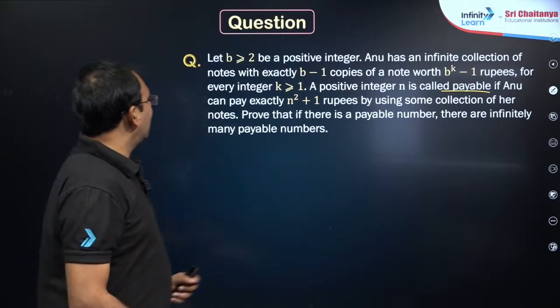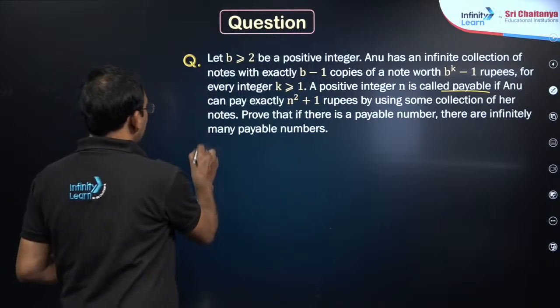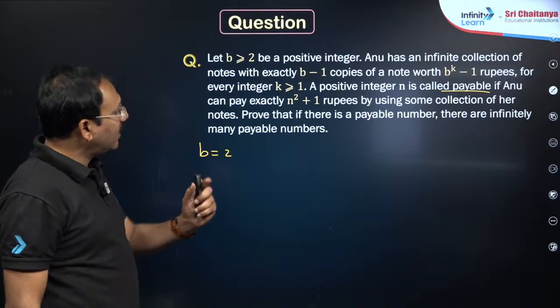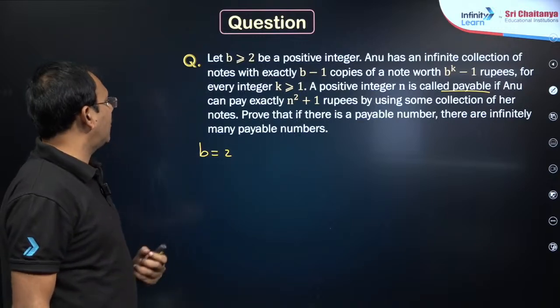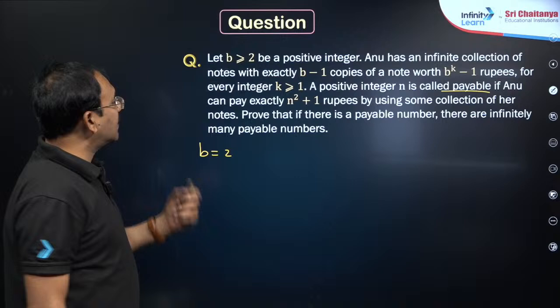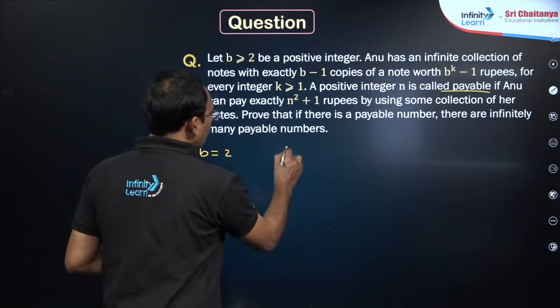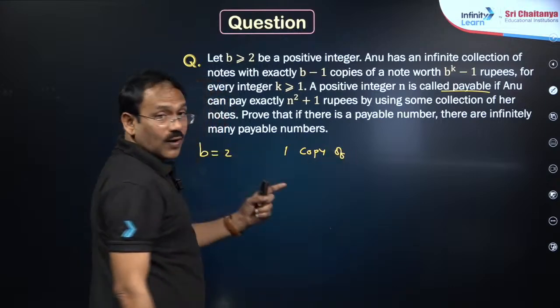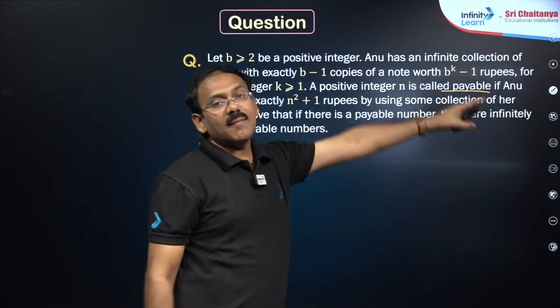Right. You see, what is the meaning of this? Suppose B is equal to 2. What is the meaning of this? Anu will have an infinite collection of notes with exactly how many copies? 1 copy, or one note of worth 2 to the power k minus 1 rupees.